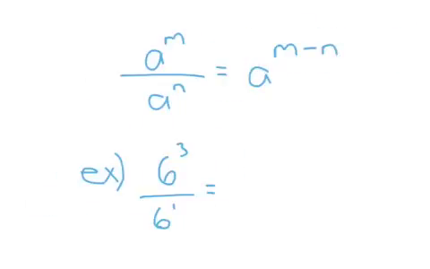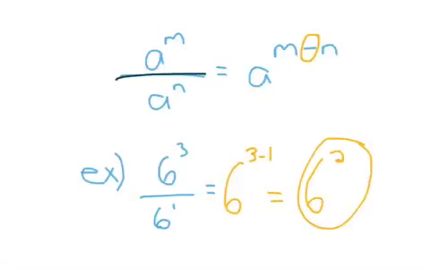Alright, I hope that refreshed your memory when we were multiplying with the same base. Now we are dividing by the same base. And when you divide by the same base, all you have to do is subtract. So here I have a base of 6, so I'm going to rewrite my 6, and I'm going to subtract my base, or excuse me, my exponent. 3 minus 1 is 2, so my final answer would be 6 to the 2nd power.